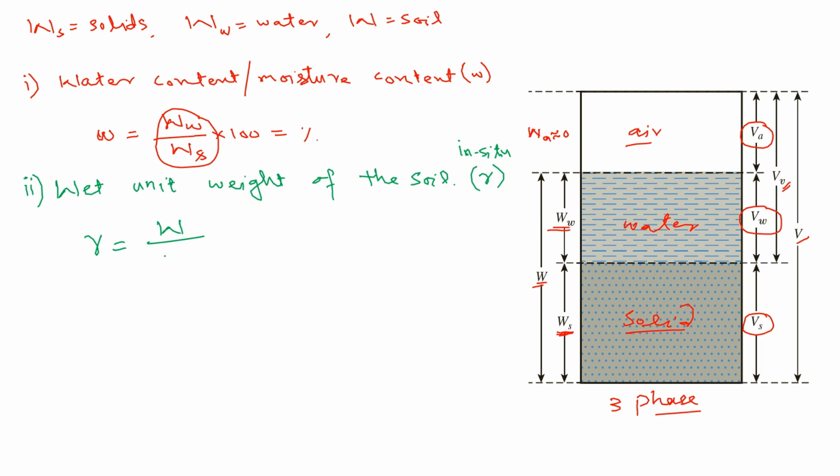So we will simply determine the weight of the soil sample and will divide by its volume in whatever container it is taken. So this is basically the moist or wet unit weight of the soil, or in situ or in field unit weight of the soil. Total weight, this one, to the total volume of the soil sample, this one. So the third quantity in this series is the dry unit weight.